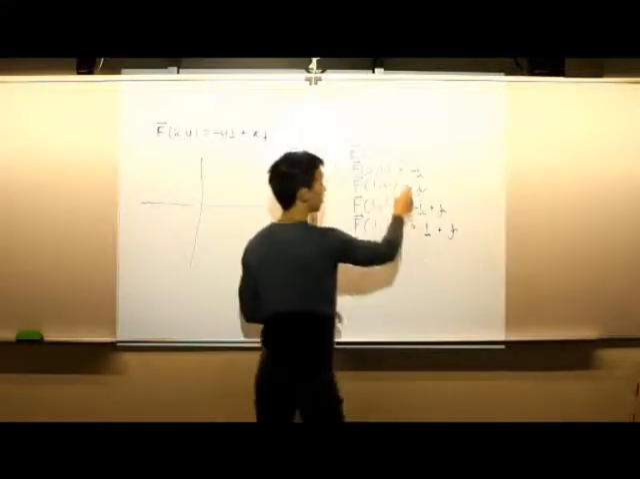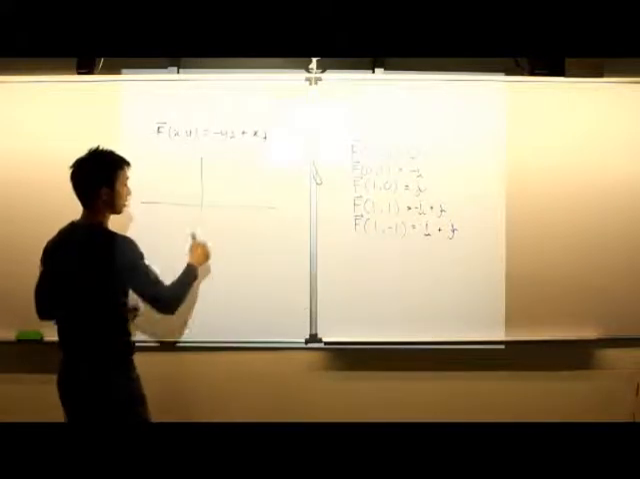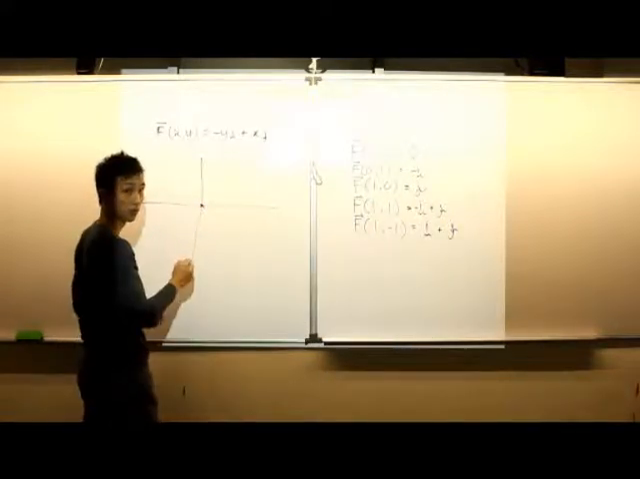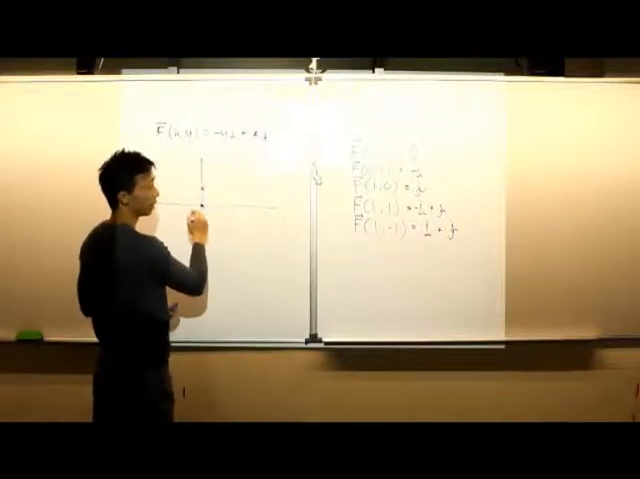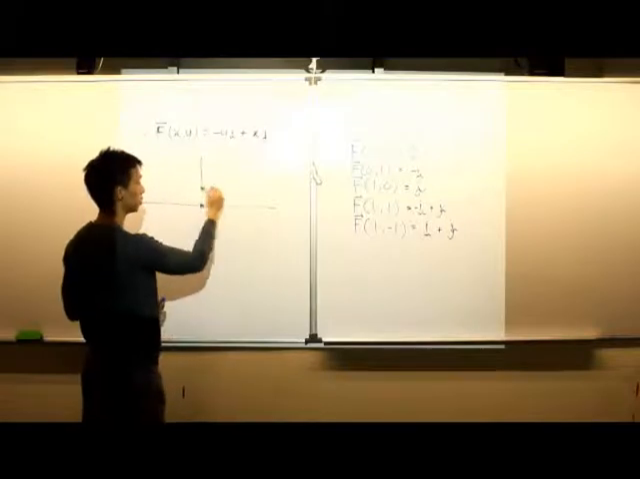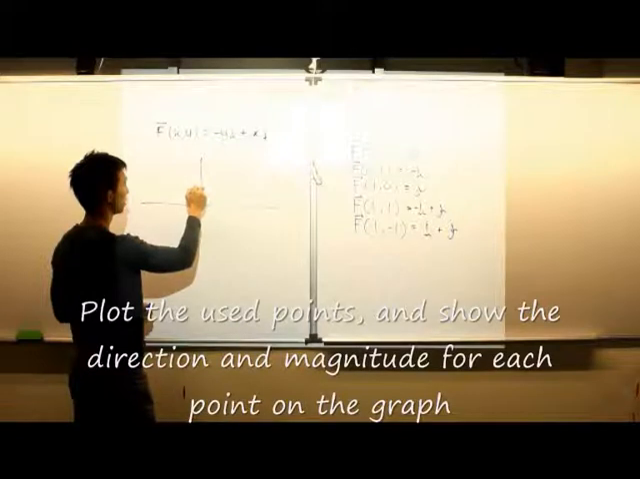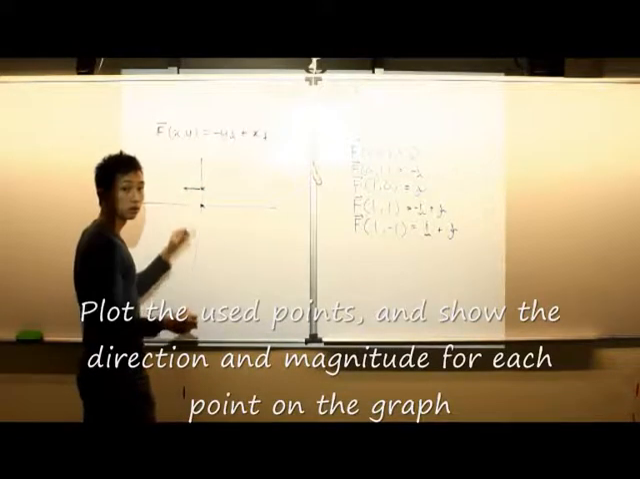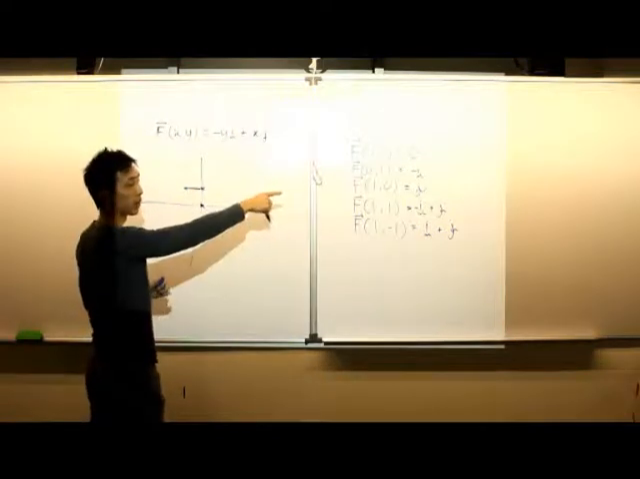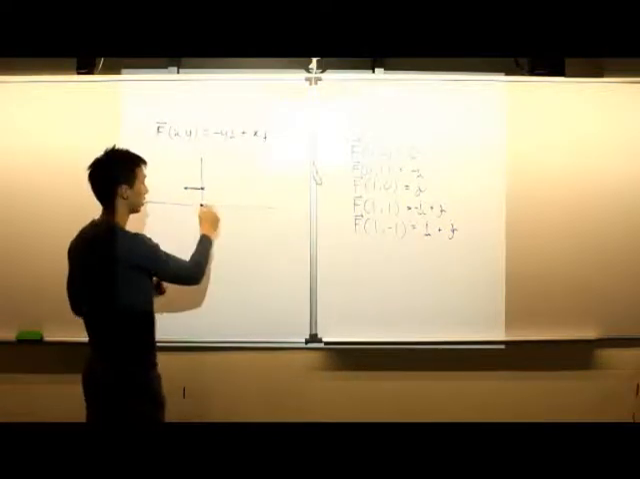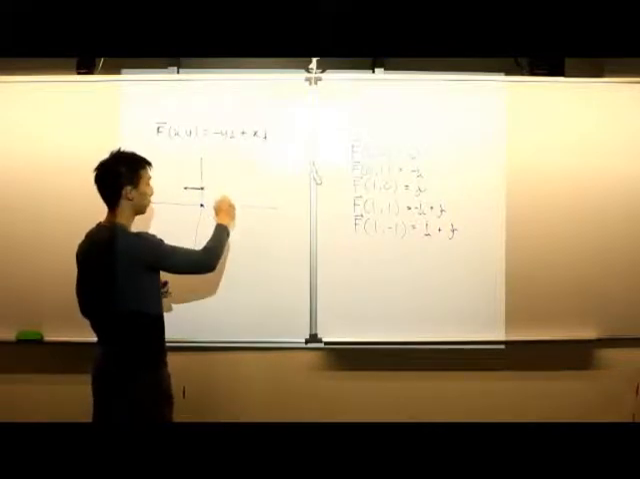Alright, as you can see here, we have all the vectors at each of these points. So at 0, 0, there's no vector. At 0, 1, there's a negative i, which means it's going to the left. The arrow represents its magnitude. Now we have 1, 0, which gives us j, positive j, pointing up.